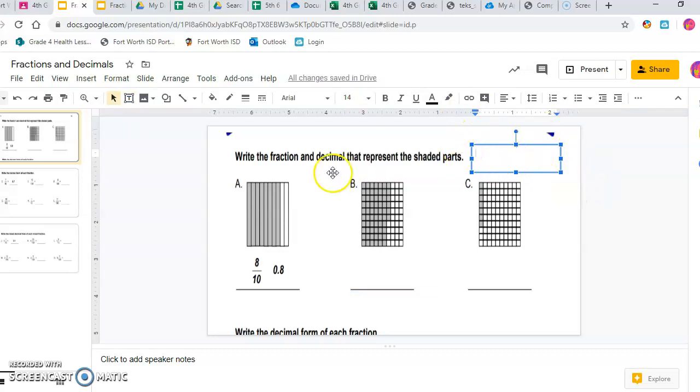When you get finished, then you're going to go ahead and submit your answers. If you have any more questions, please let me know. Make sure that you are also going into your Pathblazers lessons. I can tell when you've gone in and when you have not.